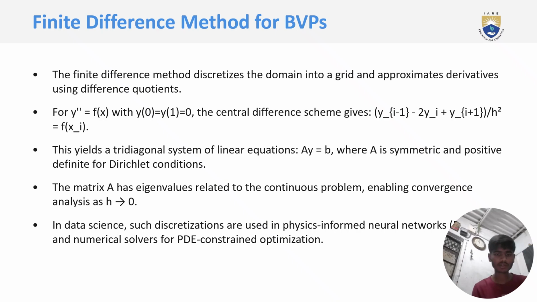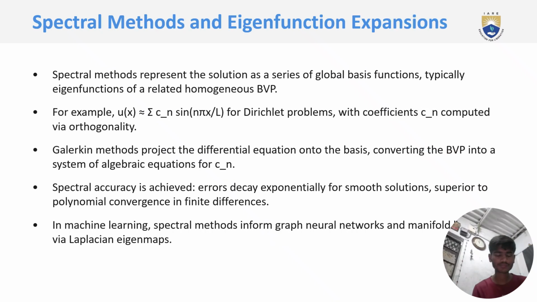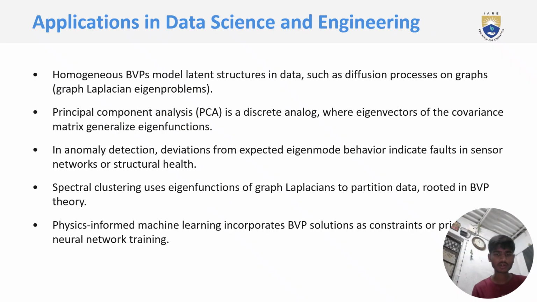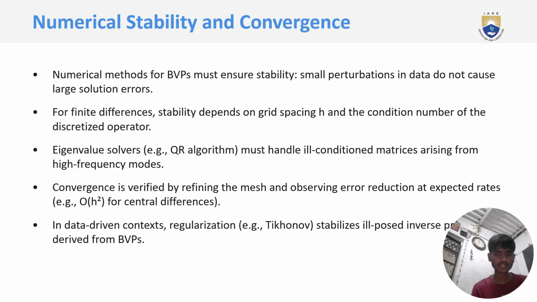Numerical methods include the finite difference method, finite elements, and spectral methods and eigenfunction expansions. Applications require numerical stability and convergence. Numerical methods must ensure stability, so that small perturbations in data do not cause large solution errors. Eigenvalue solvers must handle ill-conditioned matrices arising from high frequency modes.